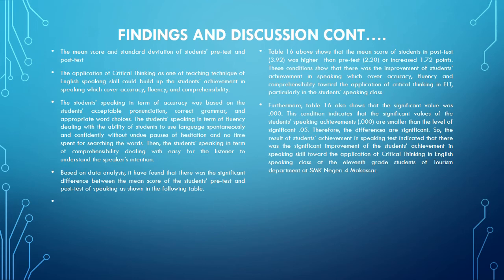Furthermore, Table 16 also shows the significance value. This condition indicated that the significance value of the student speaking achievement points are smaller than the level of significance 0.05. Therefore, the differences are significant. So the result of the student achievement in the speaking test indicated there was a significant improvement of the student achievement in speaking skill toward the application of critical thinking in English speaking class at the 11th grade students of the tourism department in SMK in Makassar. Okay, that was my presentation this morning.